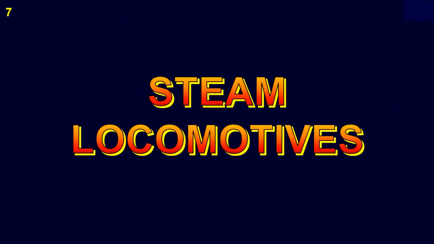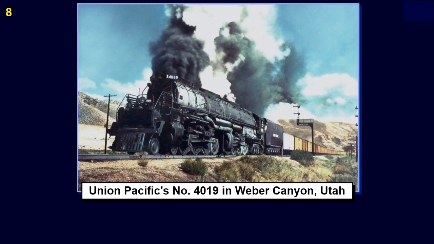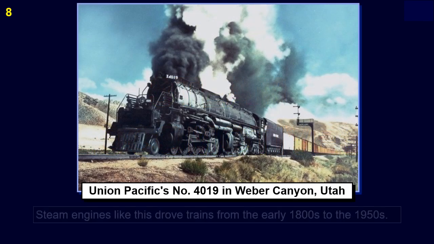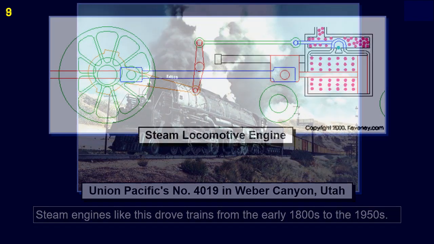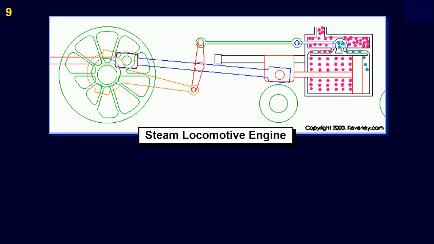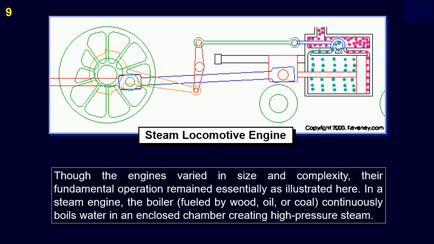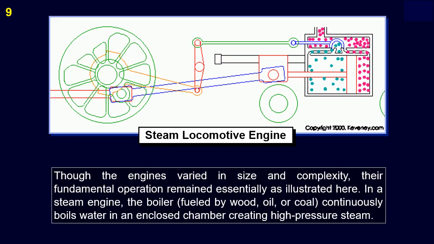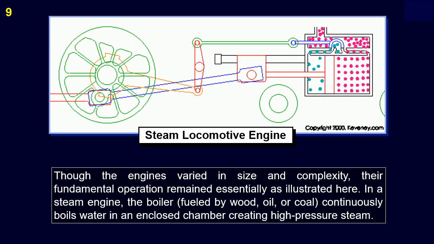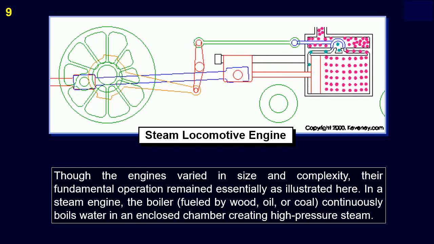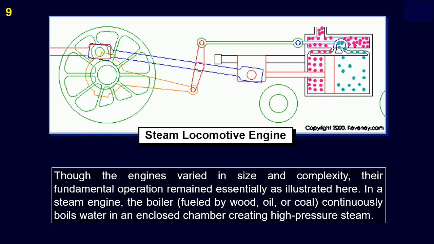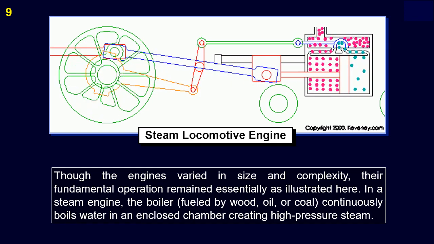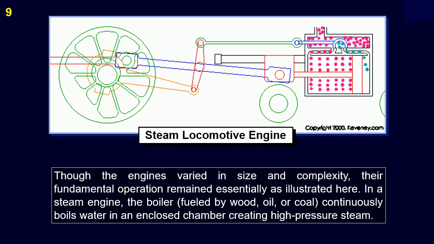Steam locomotives. Steam engines like this drove trains from the early 1800s to the 1950s. Though the engines varied in size and complexity, their fundamental operation remained essentially as illustrated here in a steam engine. The boiler, fueled by wood, oil, or coal, continuously boils water in an enclosed chamber, creating high-pressure steam.